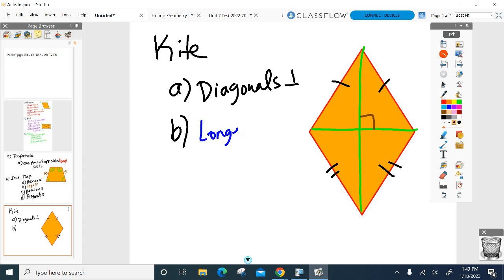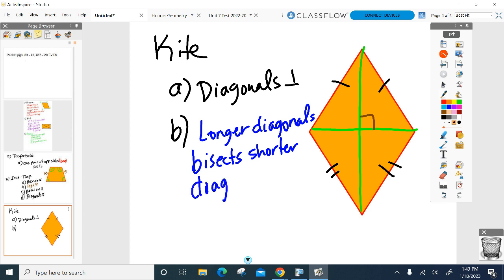Longer diagonal bisects shorter diagonal, and its angles. And somebody also, I think, was trying to mention this, that where the two non-congruent sides meet, those are congruent angles, and that is true as well.